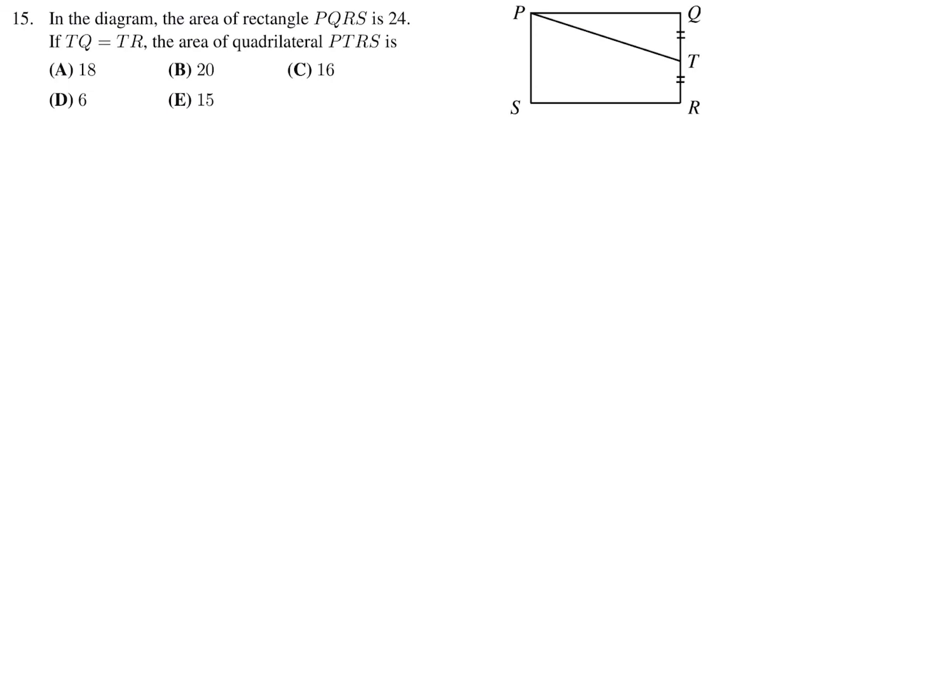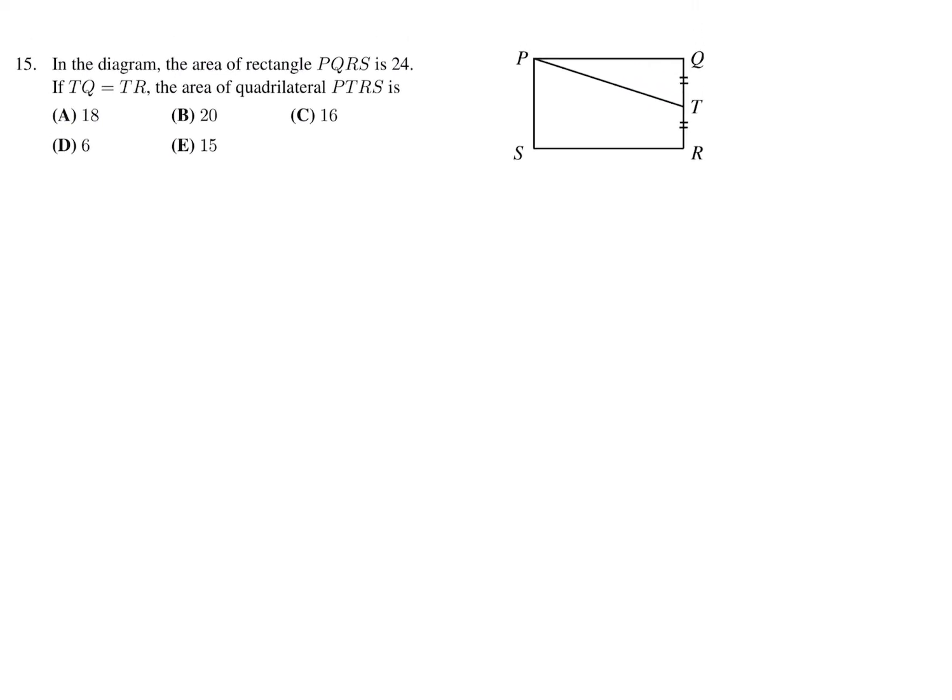In the diagram, the area of rectangle PQRS is 24. If TQ equals TR, the area of quadrilateral PTRS is. All right, let's move this down just a little bit. So they tell you that the area of the full rectangle is 24, right? So let's just label this. I'll just call this side Y. And they've already told you that these two are equal. They've even put little symbols there to let you know that. So I'll call each of those X.